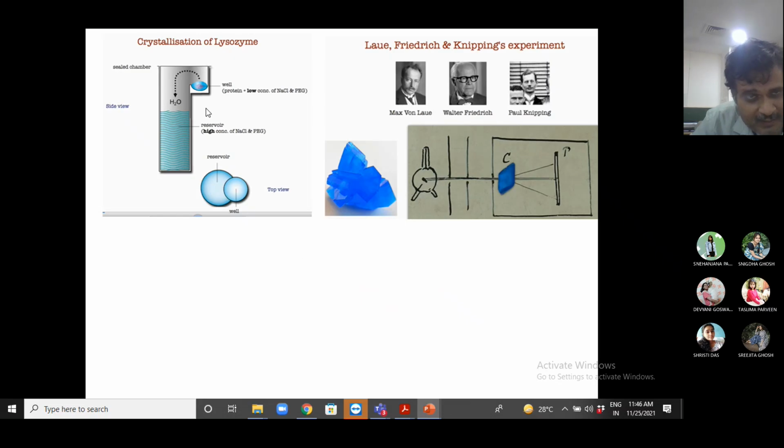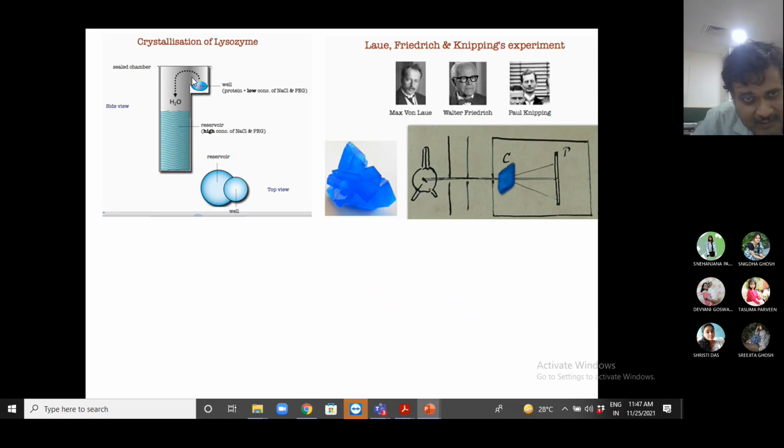What is done over here: there is a well, and this well is sealed airtight and filled with a very high concentration of sodium chloride and polyethylene glycol, and here the compound was put at a lower concentration. So protein plus lower concentration of sodium chloride and PEG. If you keep it like that, what is going to happen? This portion will vaporize more and this portion will vaporize less.